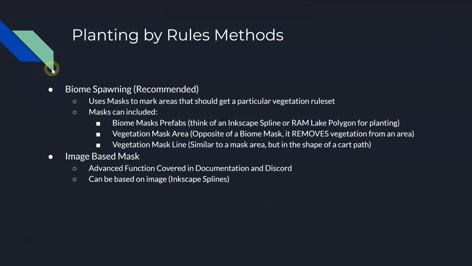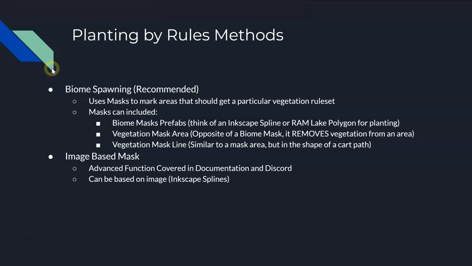So when we plant by rules, okay, we've got two primary methods for doing that. One, and this is what we recommend to the newer folks, is what we call biome spawning. Essentially with biome spawning, we use a mask, which is more or less just like drawing out an area. And we say, okay, in this area, I want you to plant based on my rules method, but just in this isolated area. The area could just be an area around a green, really small, or it could be huge. It could be circling a mountain area. And then using the rules I create, use those rules in that entire area.